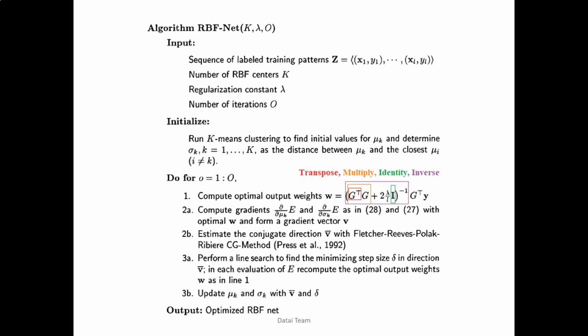Here we had the pseudocode for radial basis network function. And while calculating the weights, we use matrix multiplication, identity matrix, inverse matrix, and transpose matrix. As you can see here, with transpose, multiply, identity and inverse. And we also compute gradients, which will be taught in our calculus or machine learning course.